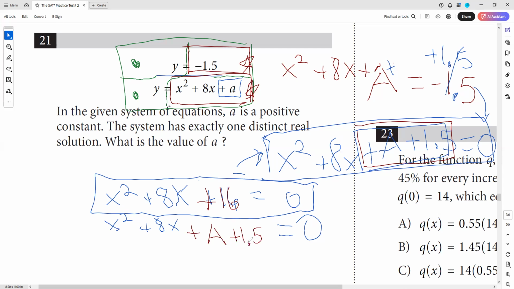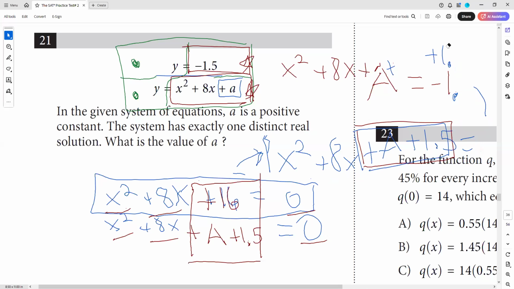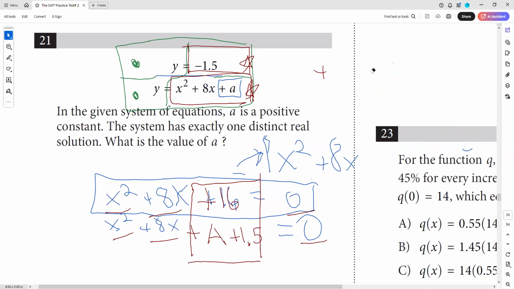So that's the idea. So again, I'm going to compare x squared is equal to x squared, 8x is equal to 8x, 0 is equal to 0. So what does that mean? That I have to do my top and bottom boxes. A plus 1.5. Pause as I erase because I need room.